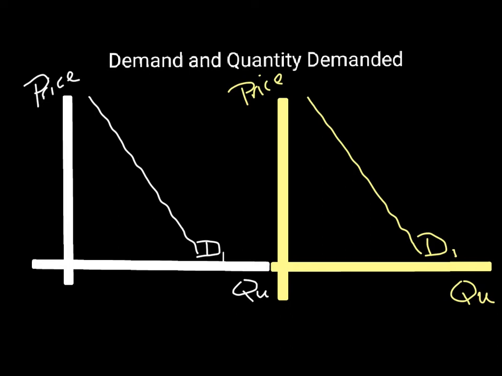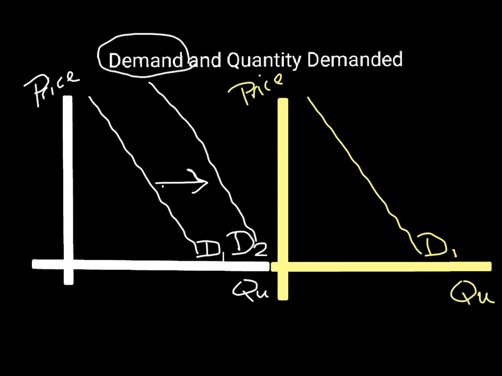Here we have a demand curve, a downward sloping demand curve. And if we have a shift in the demand curve, in other words, if the entire demand curve shifts from D1 to D2, we call that an increase in demand. So that's when the whole entire curve shifts. Now, why does the curve shift to the right? Well, that would be an increase in demand.